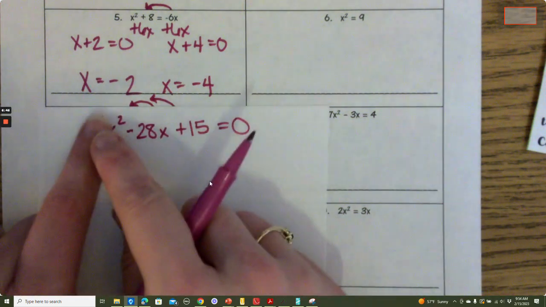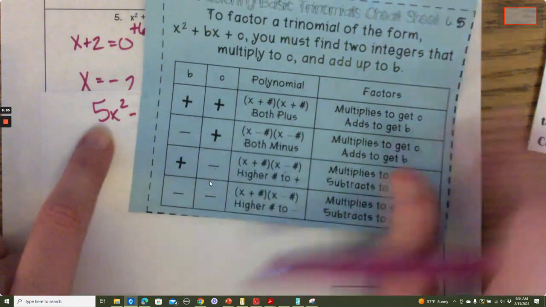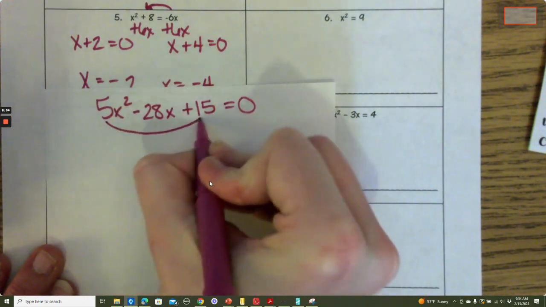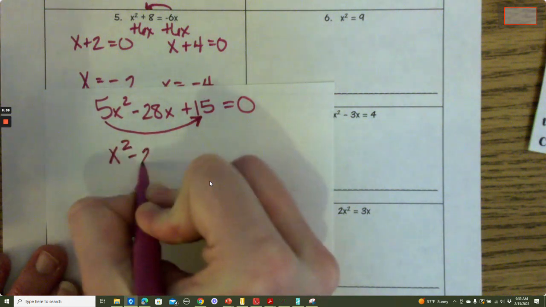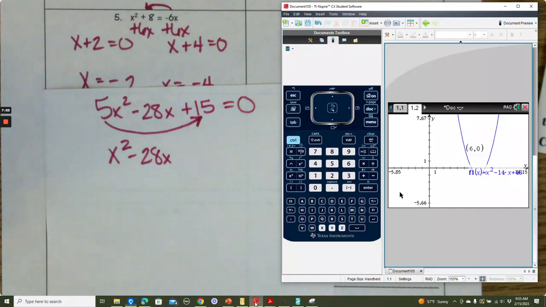All right, this one, I can't just jump right in because I've got something in front of the x squared. So this is where we do the slip and slide. So we're going to take the 5 and we're going to slip it down here. So x squared minus 28x, and then we're going to do 5 times 15.